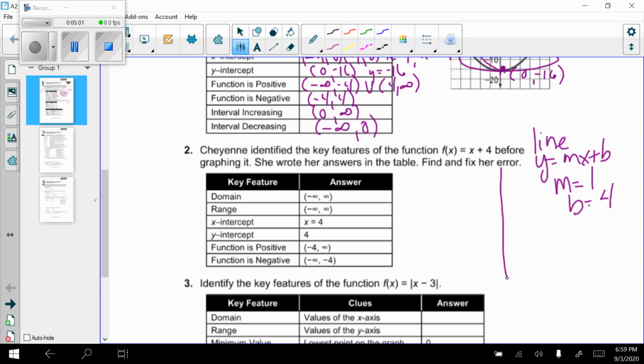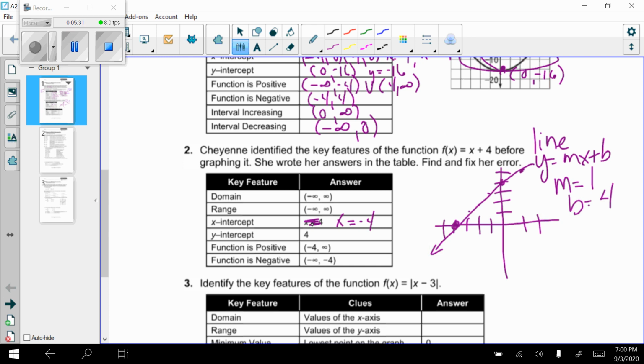So if I wanted to graph this to check that, I know that my y-intercept is at 4, and then the slope we said was up 1 over 1. If I keep going up 1 over 1, I'm not going to get an x-intercept, so I need to go down 1 over 1 to find my x-intercept. And that puts us right here at -4. So her x-intercept should have been x equals -4, not +4.